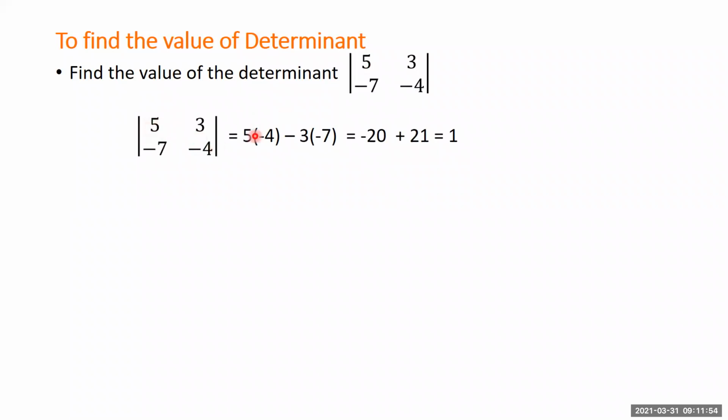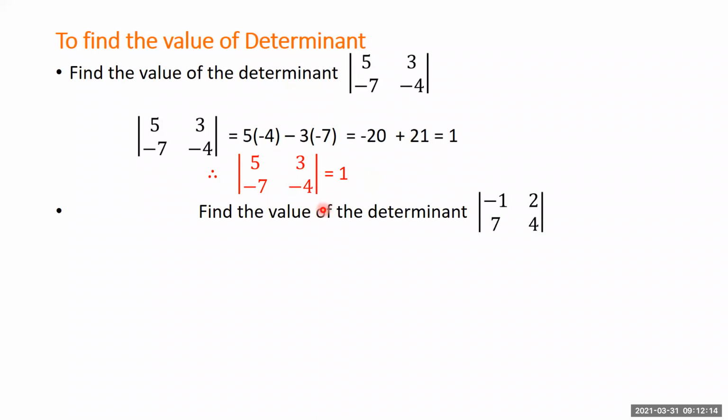Okay, so 5 into minus 4 minus 3 into minus 7 equals minus 20 plus 7 threes are 21, plus 21 equals 1. So at last you will get the value. The given determinant you write over here, and then equal to the last value you write over here. Okay, this is one more question.